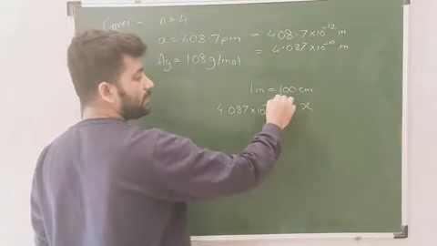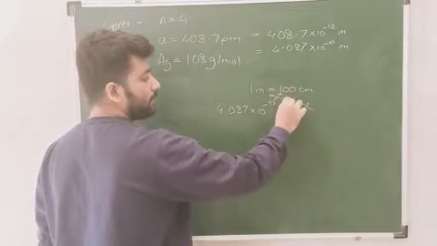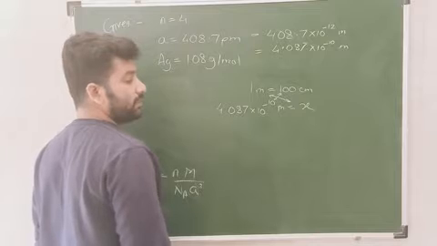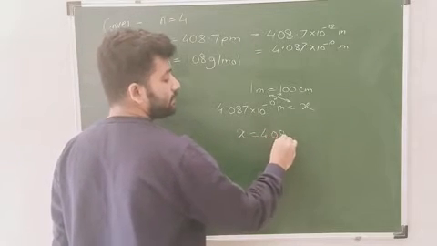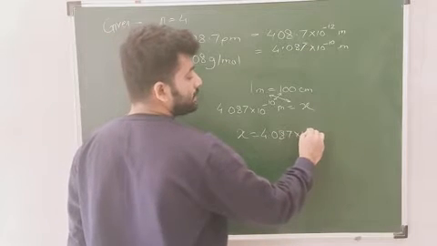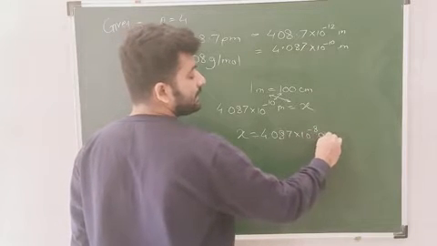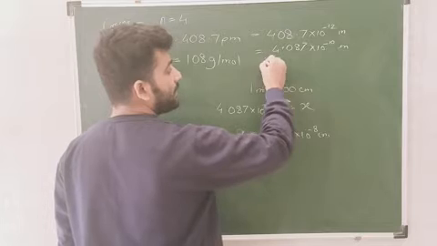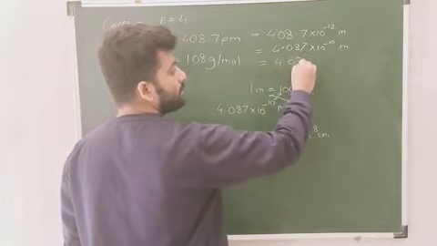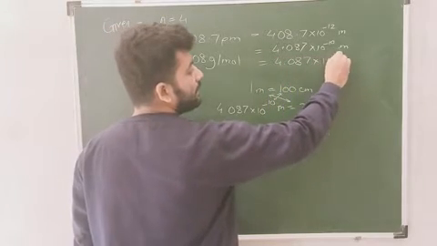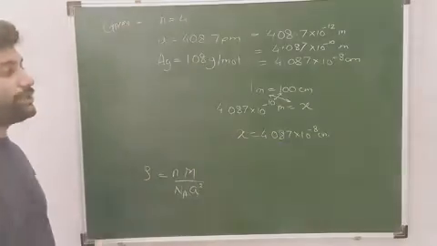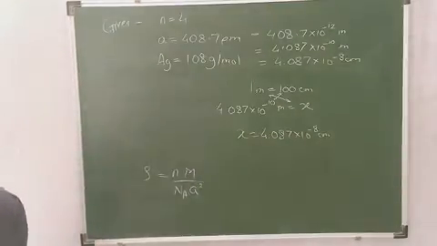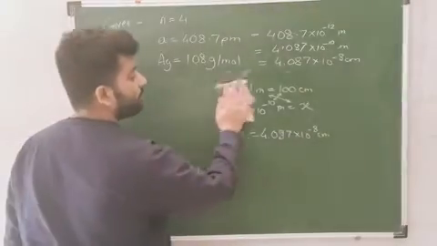So on cross multiplying, we will get the value of x. So x will be what? 4.087 into 10 raised to minus 8 centimeters. So in this way we can write down this as 4.087 into 10 raised to minus 8 centimeters. So we have converted meters into centimeters. Now we will just substitute the values in our formula.